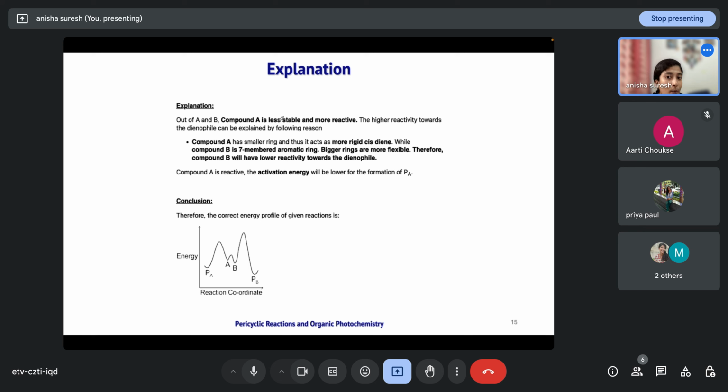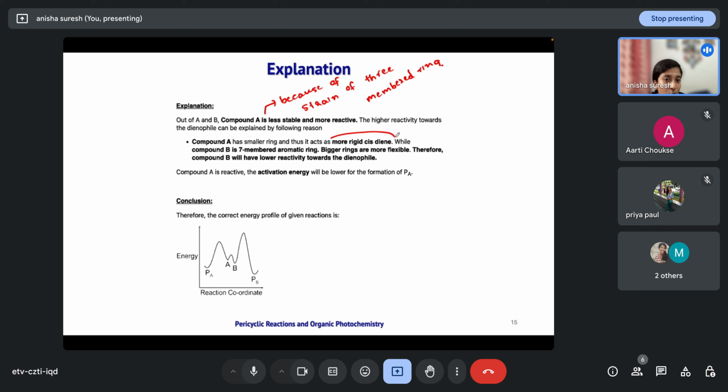Out of A and B, compound A is less stable and more reactive. Less stable because of the strain of the three-membered ring. The higher reactivity towards a dienophile can be explained by the following reason. Compound A has a smaller ring and thus it reacts as a more rigid cis-diene, while compound B is a seven-membered ring. Bigger rings are more flexible, therefore compound B will have low reactivity towards a dienophile.